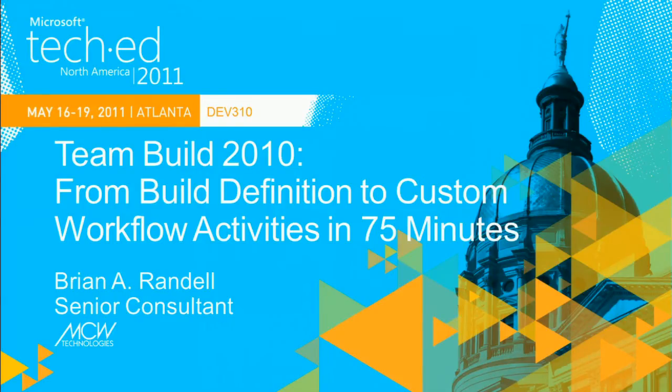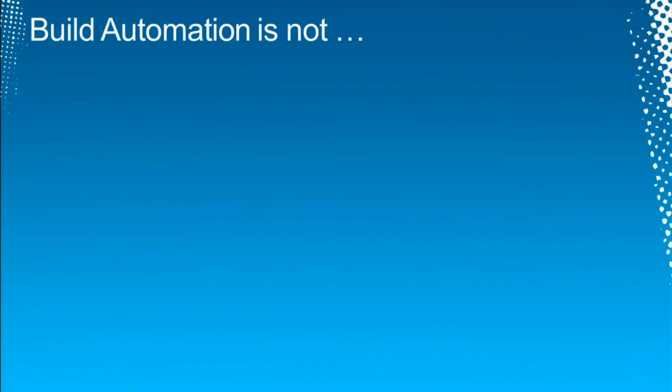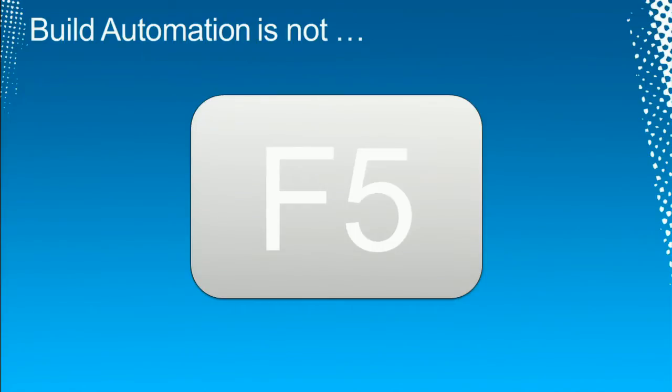So what we're going to talk about today is 0 to 60. How do you use and deploy Team Build, why you do it, and how do you do things like customizations. Now, the key thing to understand about using Team Build is to understand what it's doing. It's doing build automation. Let's talk about what it's not. Build automation is not F5. Just like unit testing is not F5.